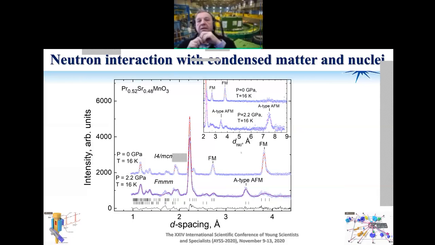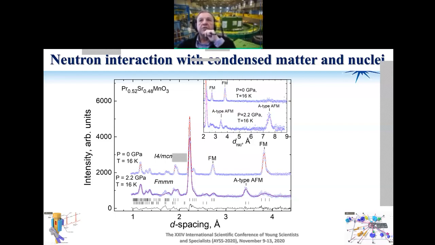So this is an illustration of the non-monotonic behavior of all the scattering cross sections and all scattering parameters of the neutrons in condensed matter. This is a diffraction pattern of neutrons scattered at different energies corresponding to different wavelengths. The intensity of these scattered neutrons varies over many orders of magnitude if you don't subtract the background.